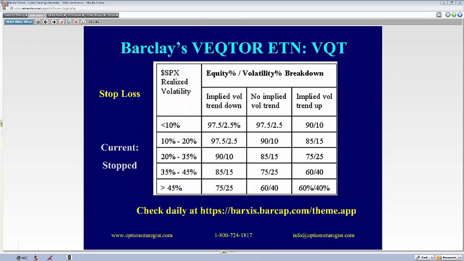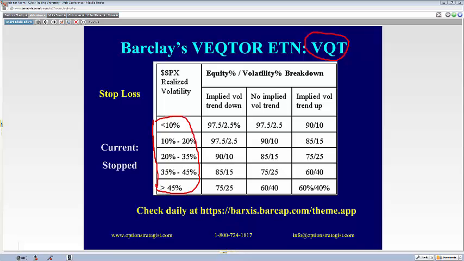Anyway, Barclays said, well, rather than you guys buying protection yourself and rolling and doing all these things, we're going to put some protective strategy together and create a structured ETN out of it. And this trades with the symbol VQT. And I like this thing. I think Barclays did a good job. It's creative. They look at two things. First, they look at the realized volatility of SPX over here on this side of the scale. So it falls into one of these five categories.